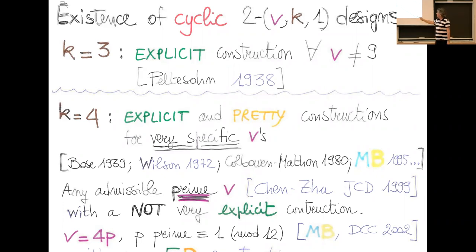Now I don't remember if in this paper he actually used the theorem of Weil, but something similar. And they proved that there exists a cyclic 2v for one design with v a prime, but with a construction which is not very explicit, almost explicit.